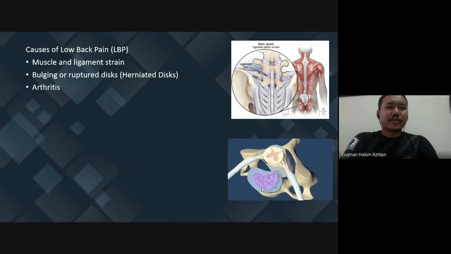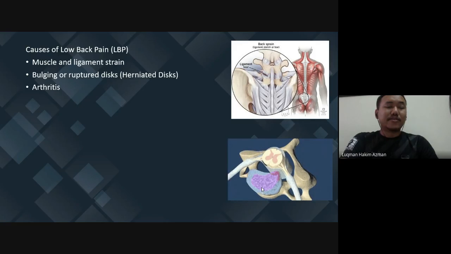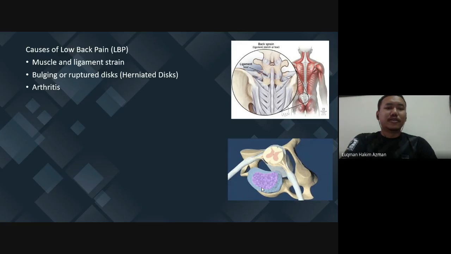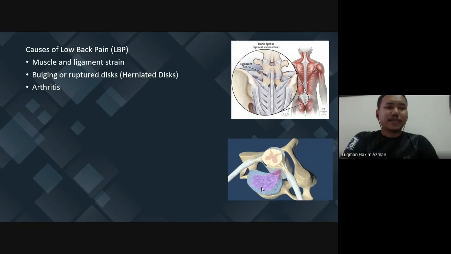The next one is arthritis. Arthritis is a condition that results from wear and tear of the disc and also the facet joint. It can cause pain, inflammation, instability, and stenosis to a variable degree and can occur at a single level or multiple levels of the lower spine. Spinal osteoarthritis is often associated with aging and is slowly progressive, and it is also referred to as spondylosis or degenerative joint disease.